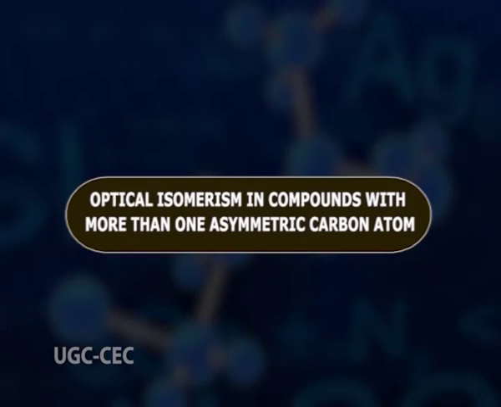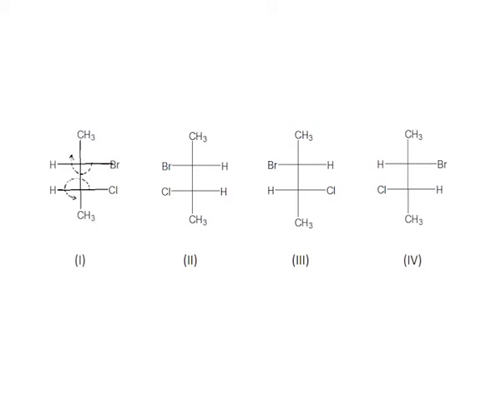Now let's study the optical isomerism in compounds with more than one asymmetric carbon atom. An organic compound which contains two dissimilar asymmetric carbons can give four possible stereoisomeric forms. Thus, 2-bromo-3-chlorobutane can give four stereoisomeric forms. Such stereoisomers, which are optically active isomers but not mirror images, are called diastereoisomers or diastereomers.